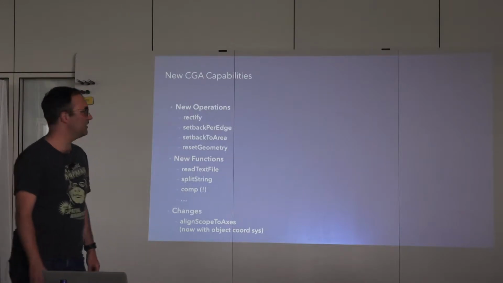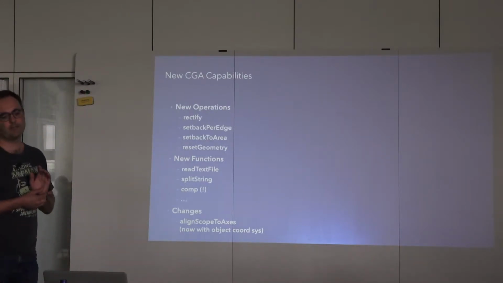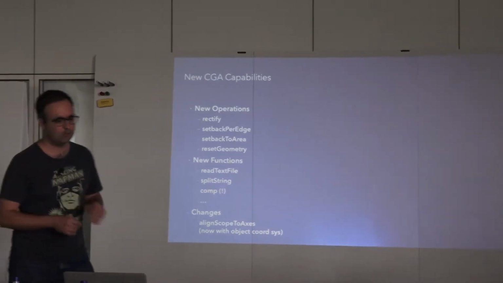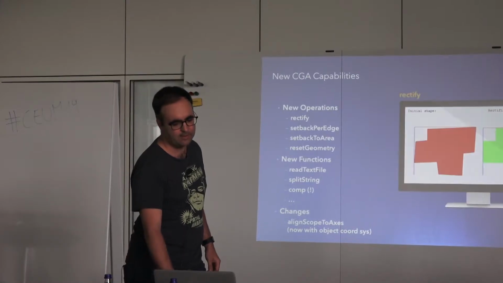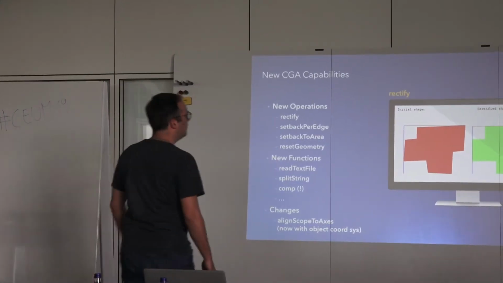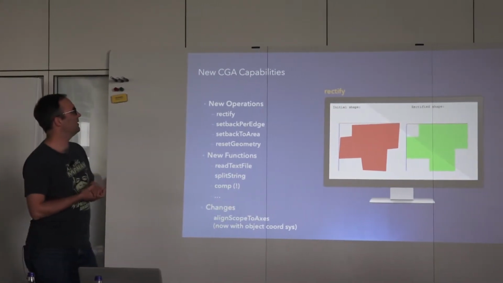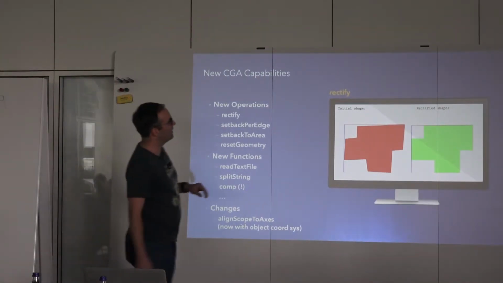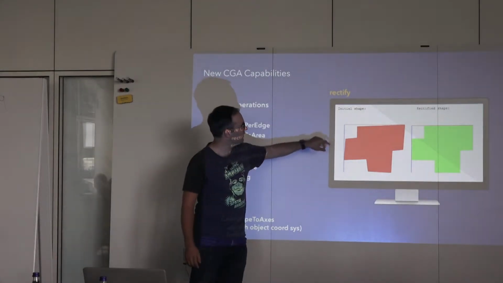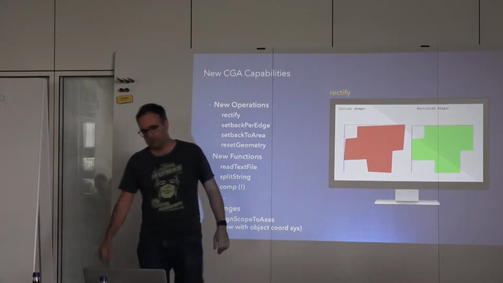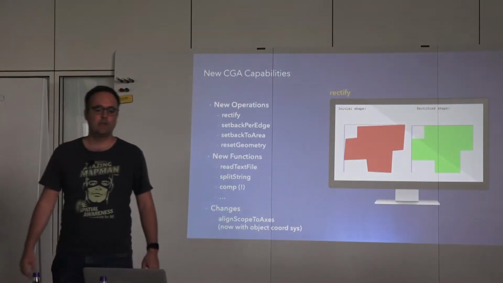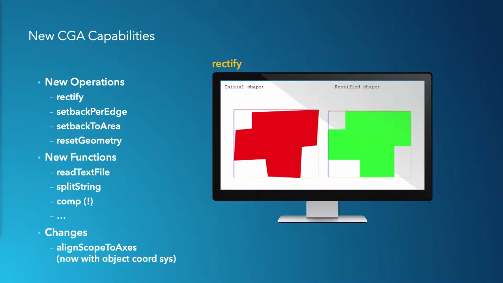So now we were talking about CGA, so let's look at some new things in CGA. I won't go through all the new things here, but I want to call out maybe two of the new operations. One of them is rectify. This has been motivated also by the Urban rule package. It is an advanced algorithm which tries to align edges of your shape to your shape scope. So if you have crooked or noisy data, from survey data or badly digitized data, this little tool can help you clean this up.